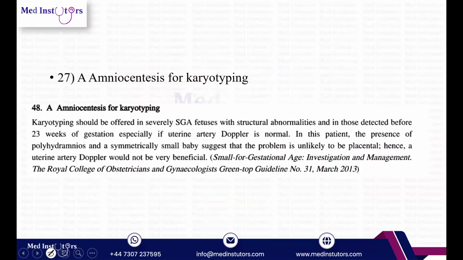And for amniocentesis, karyotyping should be offered in severely SGA fetuses with structural abnormalities and in those detected before 23 weeks of gestation, especially if uterine artery Doppler is normal. In this patient, the presence of polyhydramnios and a symmetrically small baby suggests that the problem is unlikely to be placental, hence a uterine artery Doppler would not be beneficial. First of all, polyhydramnios and IUGR don't go hand in hand, right? So that is when we have to think about the most common cause of symmetrical IUGR, which, to be honest, is chromosomal abnormality. That is something that we want to see, and for that we would need amniocentesis.